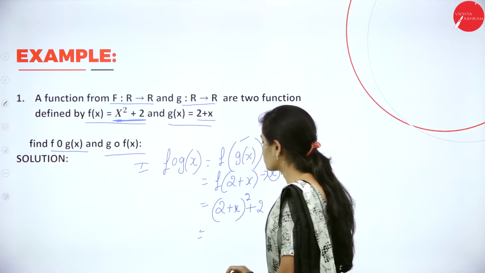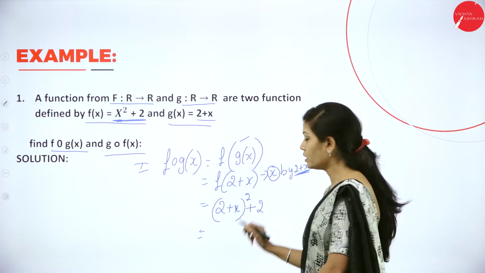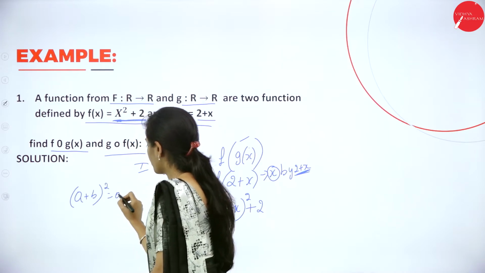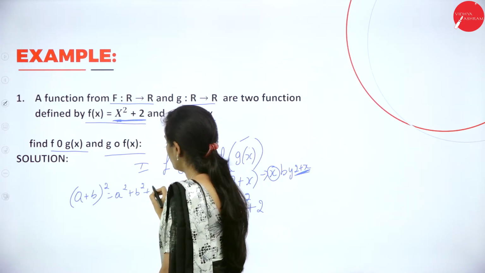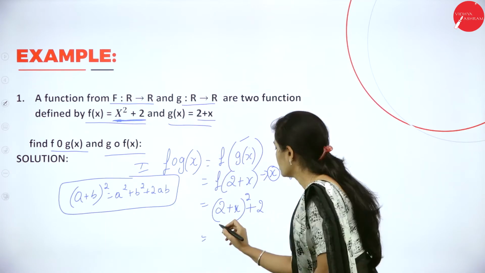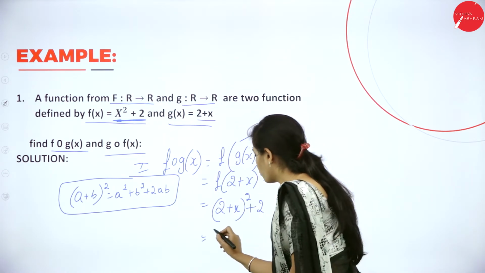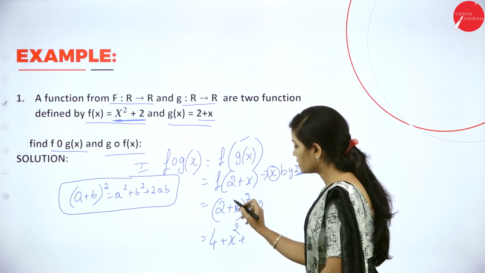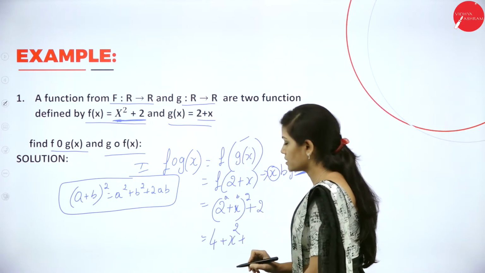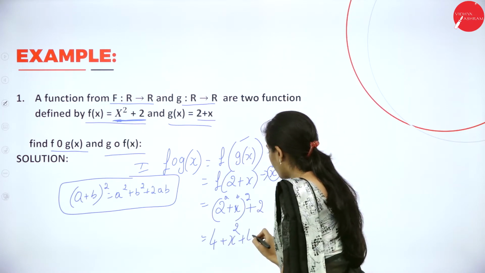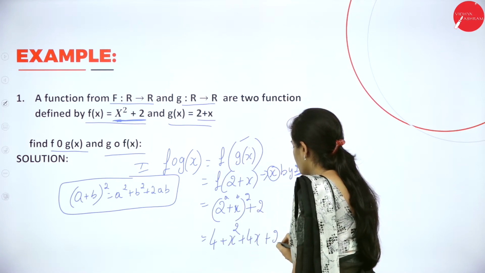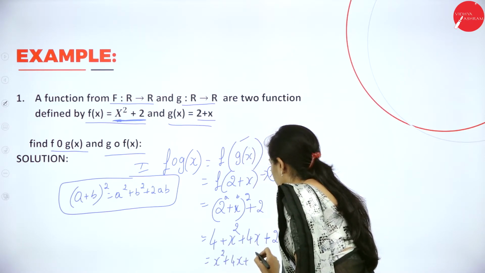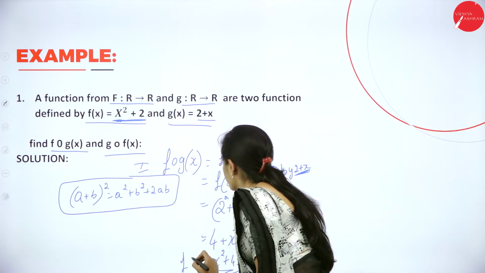So what is a plus b whole square formula? This is in the form of a plus b whole square. So a plus b whole square is equal to a square plus b square plus 2ab. So substitute this. A square means 2 square means it is 4 and b square is x square and 2ab, a means 2, b means it is x. So 2ab means 4x plus 2. So x square plus 4x plus 6. So this is my fog x.